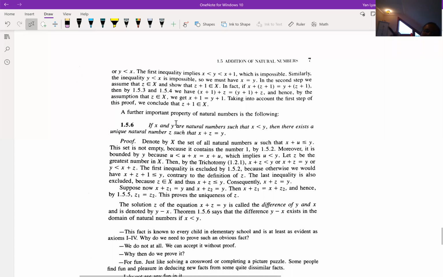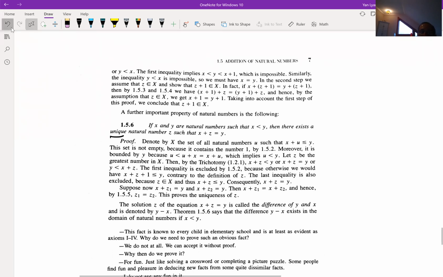Okay, so let's continue with 1.5.6. X and y are natural numbers such that x is less than y. There exists a unique natural number z such that x plus z is equal to y. So first of all, we have to show there's a natural number, and then we have to show it's unique.